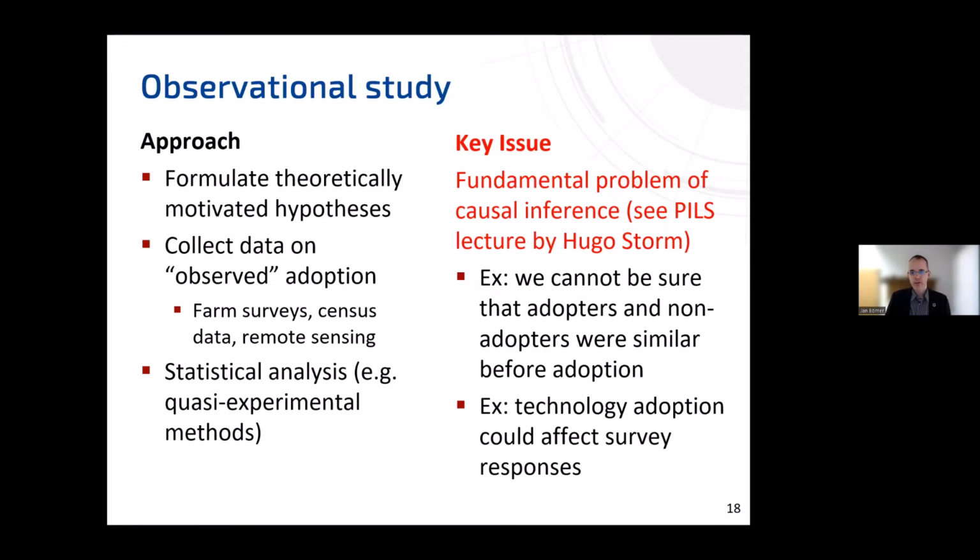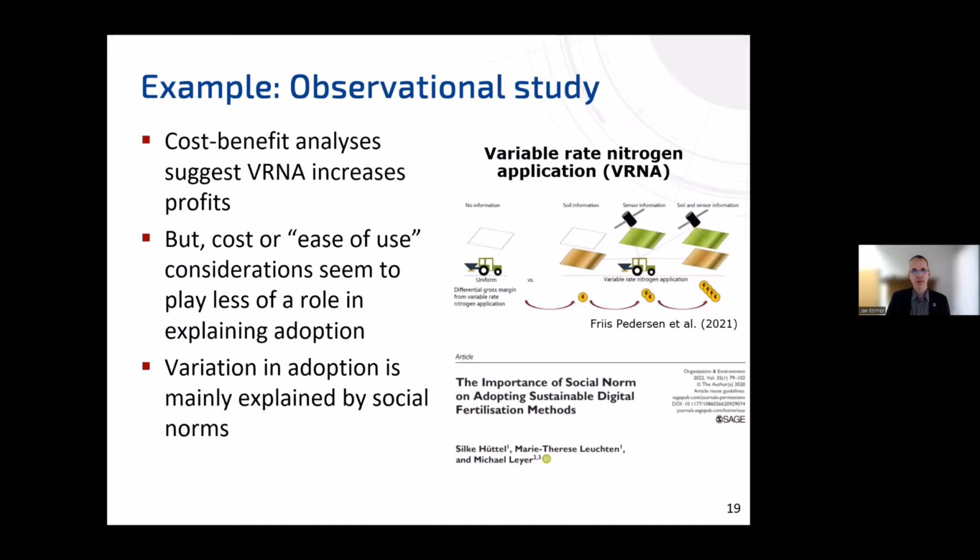All of these methods have issues, but here's an example of an observational study looking at variable rate nitrogen applications. And some researchers had already shown that these technologies are in principle on an average farm profitable. So the more soil information and sensor information you include in the system, the more profitable it becomes.